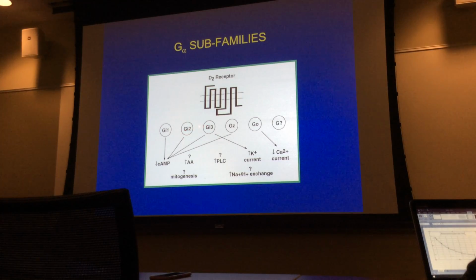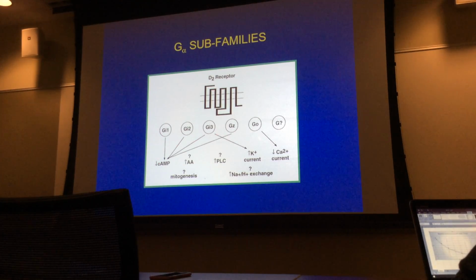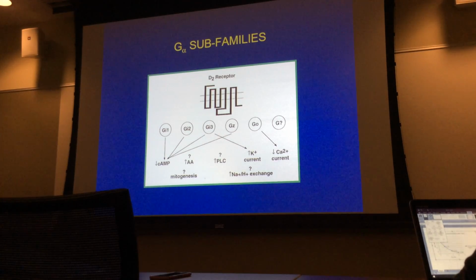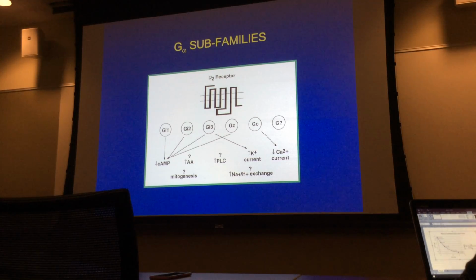It turns out that there are three subtypes of GI that the D2 receptor works in. GI1, GI2, GI3, and all of these do pretty much the same thing. They inhibit cyclic AMP. There's a GO that decreases calcium. There's a GZ, which is another subfamily that I won't talk about today, and other things involved as well. So we don't really know why, for example, there are three subtypes of GI around. There are two subtypes of GS. They all seem to do the same thing, but they have slight differences. So there must be some reason why these subfamilies of G-alpha exist, but we're not exactly sure why.